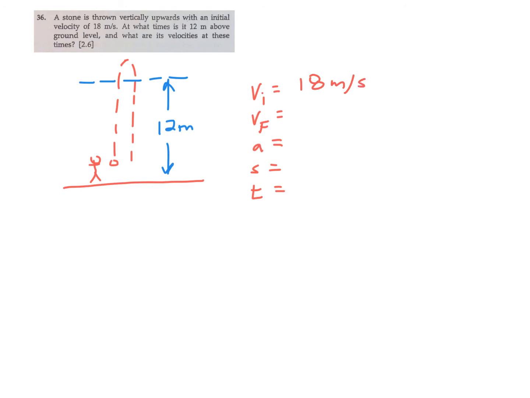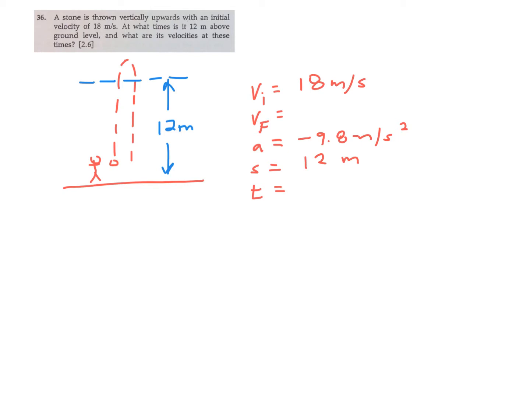per second. It's going to go up and pass the 12-meter mark on the way up, and then pass the 12-meter mark on its way down. So it's going to pass that location twice. So we'll get two answers, you'll see, as this plays out. If we take a as negative 9.8 meters per second squared, like you do in all gravity problems, and we're looking for 12 meters.